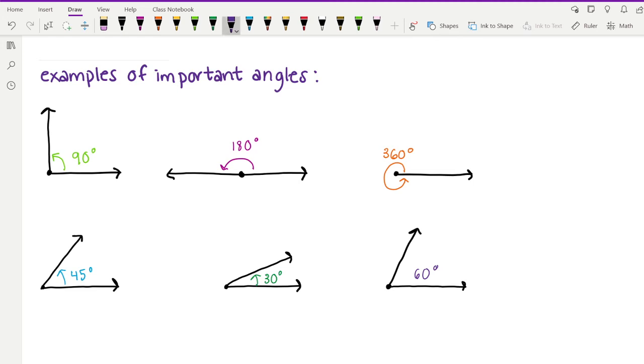So these angles are just going to come up a lot. So you just want to have some kind of quick familiarity with these angles.